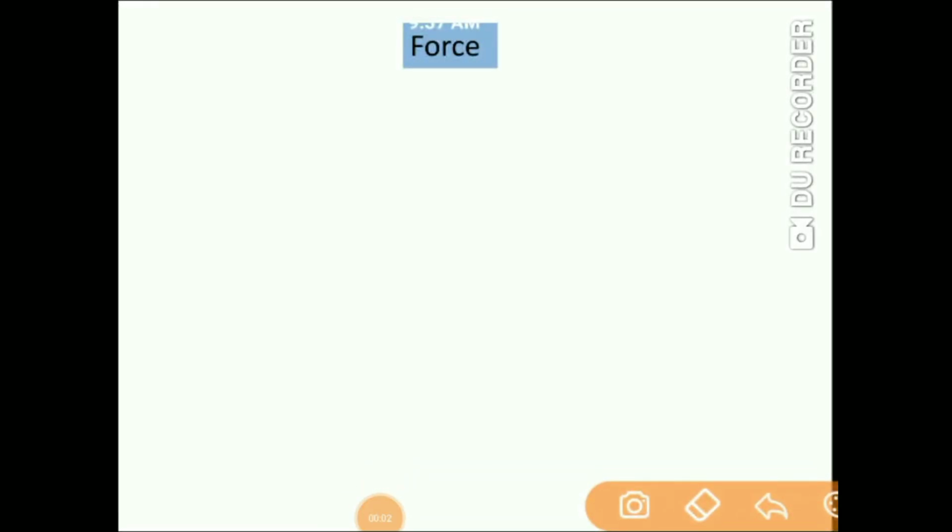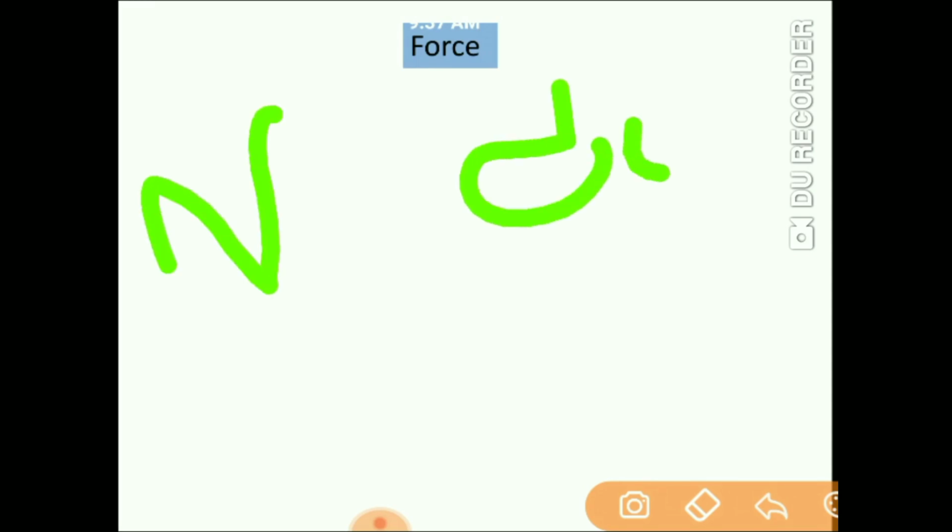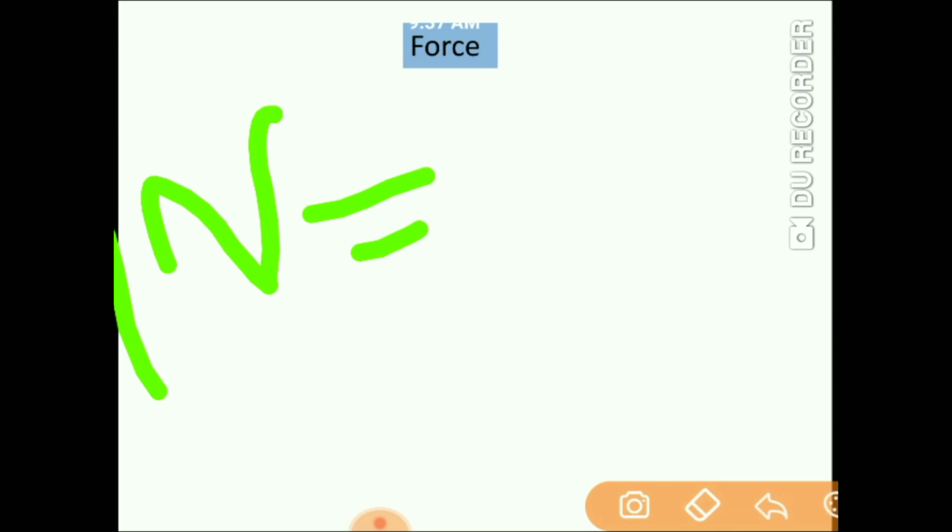Today our topic is force. So what is force? Force is an external agency which changes the state of rest or motion of a body and also the shape and size of the body. The SI unit of force is Newton and CGS is dyne. Now the relation between Newton and dyne is 1 Newton equals 10 to the power 5 dyne.